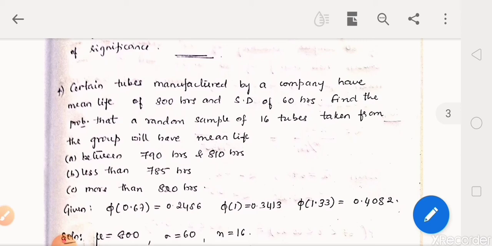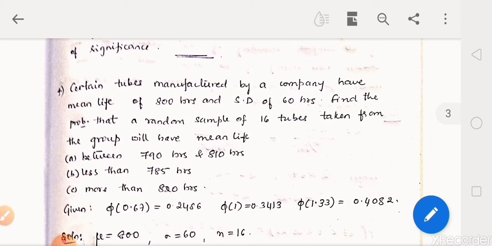Next problem is, certain tubes manufactured by a company have mean life of 800 hours and standard deviation of 60 hours. Find the probability that a random sample of 16 tubes taken from the group will have mean life. Question A, between 790 hours and 810 hours. Question B, less than 785 hours.